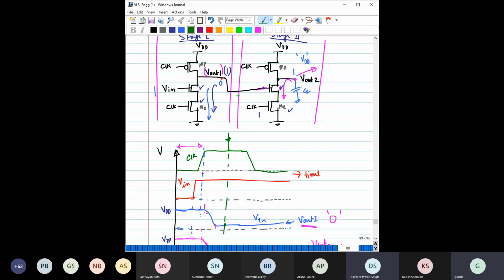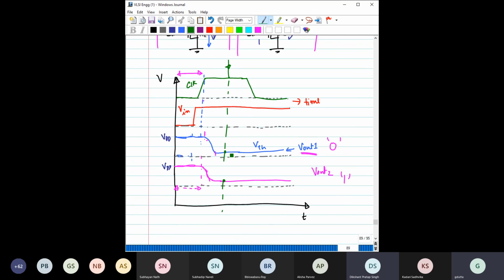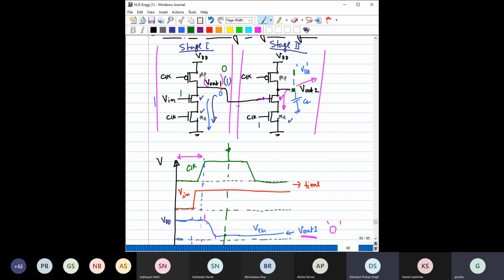Now, see what our expectation is. We have applied 1 here, so the output is expected to be 0. This 0 is fed here, so the output is expected to be 1, and 1 means equal to VDD. But see what is happening during steady state: the voltage that we are getting is much lower than VDD.